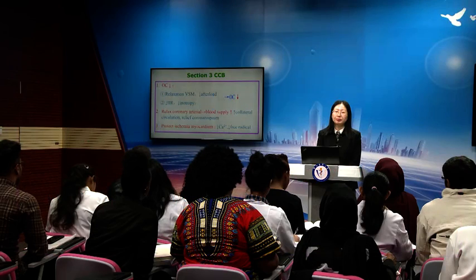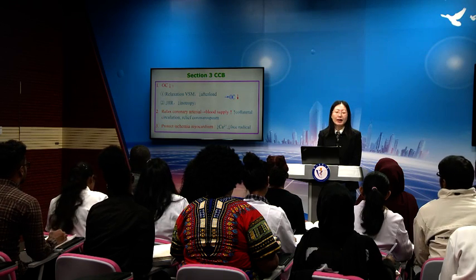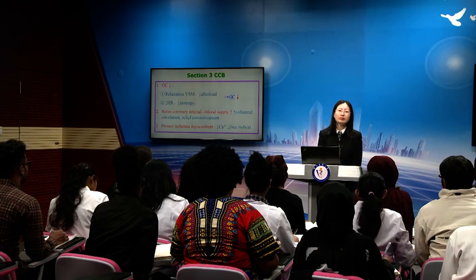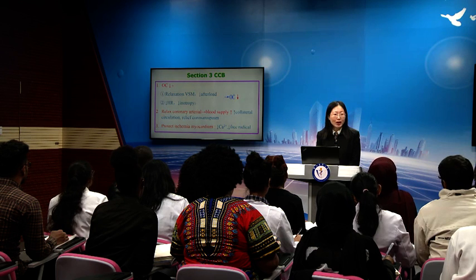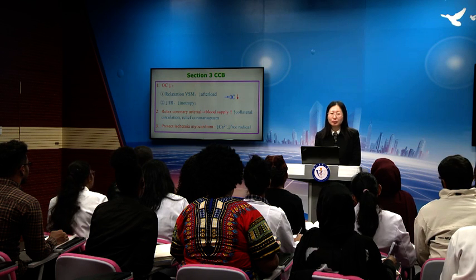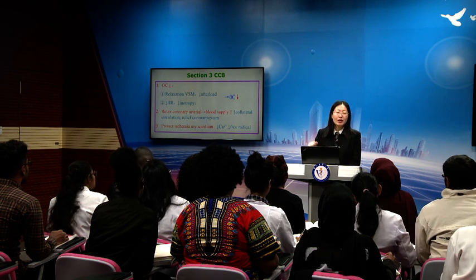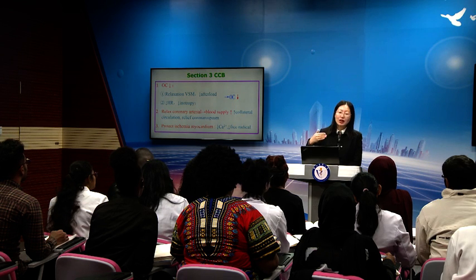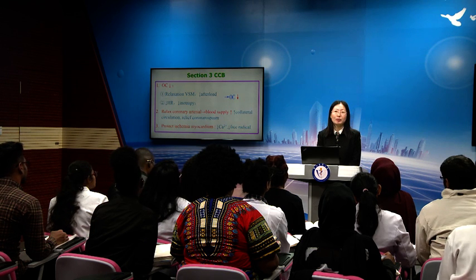The third one: calcium channel blockers can also protect ischemic myocardium. Why? Because they are calcium channel blockers. We know calcium overload will increase free radicals. That means reducing calcium overload and reducing free radicals can protect ischemic myocardium.